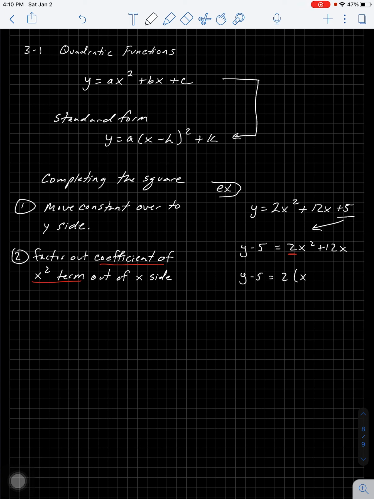The 2 comes out front. That leaves an x squared and a 6x. And you're going to leave a little space in here, in that parentheses. We're going to fill some things in there.